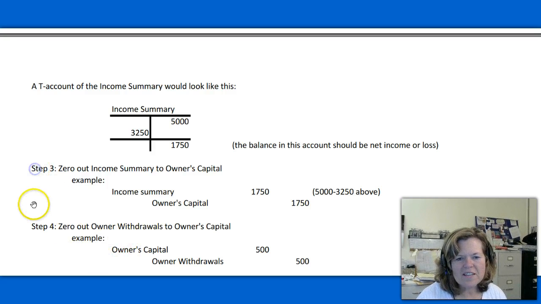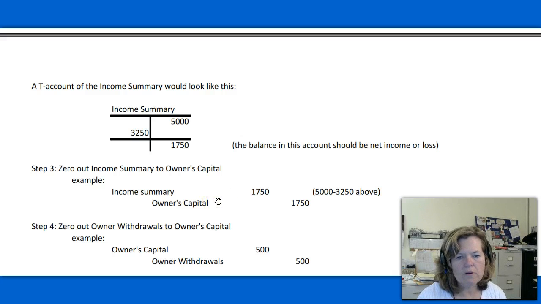Okay, so on to step 3. We need to zero out the income summary to owner's capital. If we prepared a T account, we know what our balance in income summary is. And so we can bring that right down here. And why am I debiting income summary? Because I've got a credit balance up here and I need to zero it out. So again, the $1,750 is simply the $5,000 minus the $3,250 from up here in the T account. My offsetting credit's going to be to owner capital.